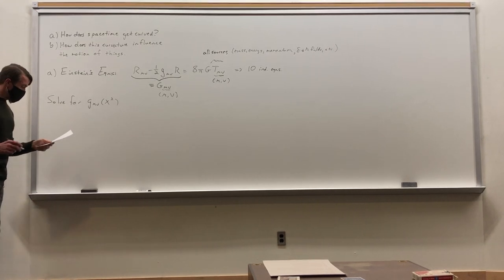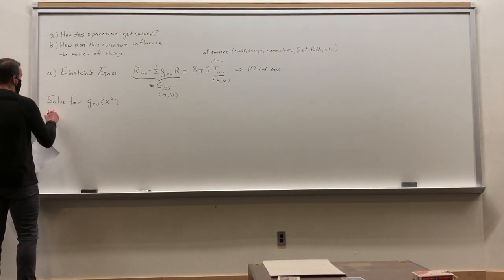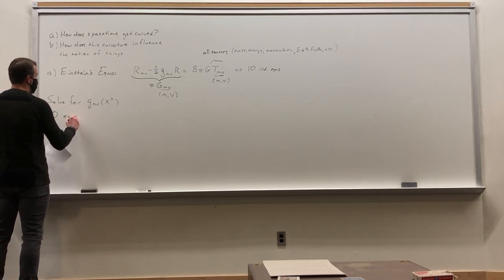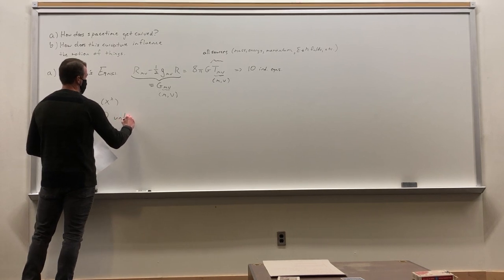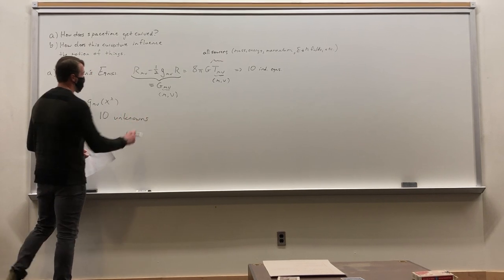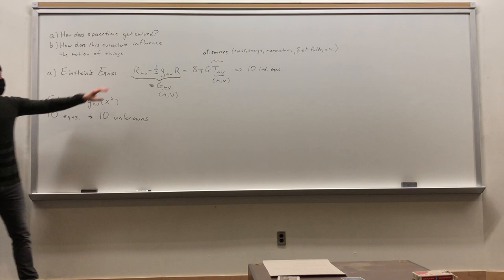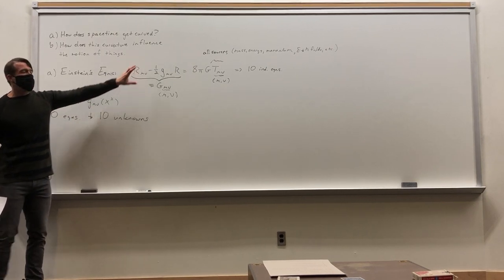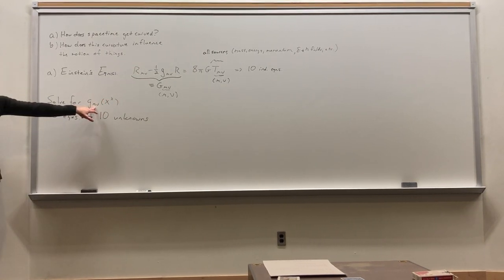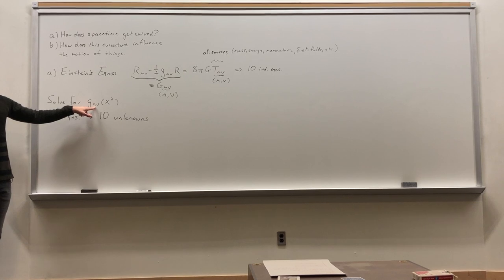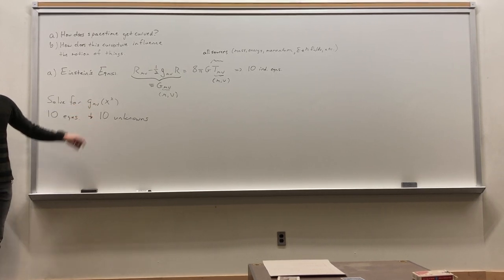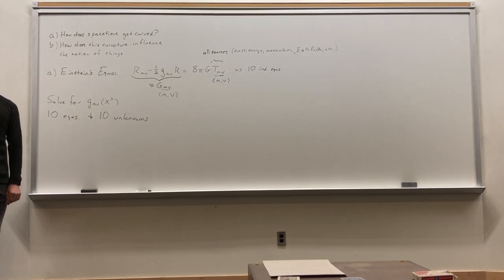Okay? We'll find a different way to write it in a bit, which can simplify things in certain cases. Now, here's an interesting observation. We have 10 equations and 10 unknowns. Because remember, this is 10 equations, and if we're given T mu nu, the thing we're trying to solve for has 10 unknowns. 10 equations, 10 unknowns. Sounds pretty good, right?